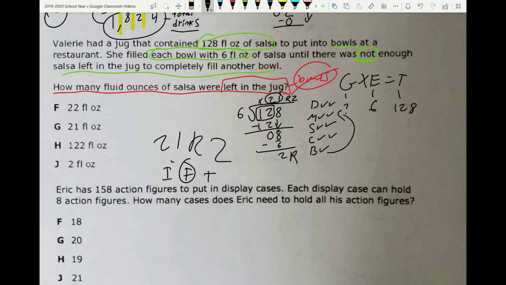I'm going to focus on the remainder, so therefore my answer is J. Because I'm not worried about the bowls. I'm worrying about what's left inside the jug, what can't make another bowl.